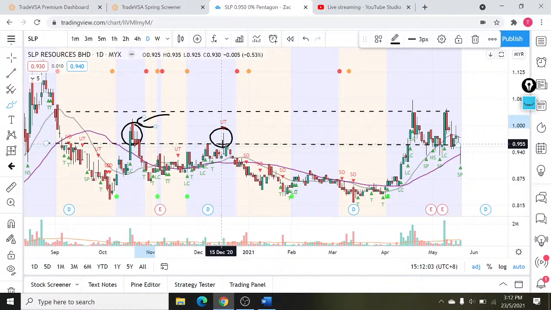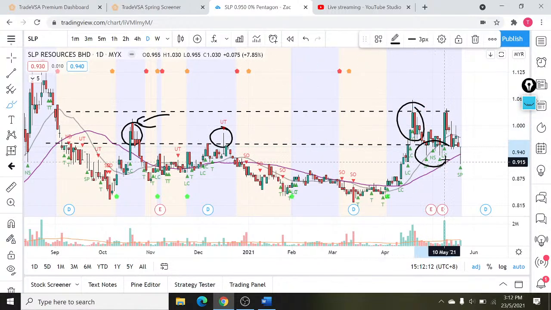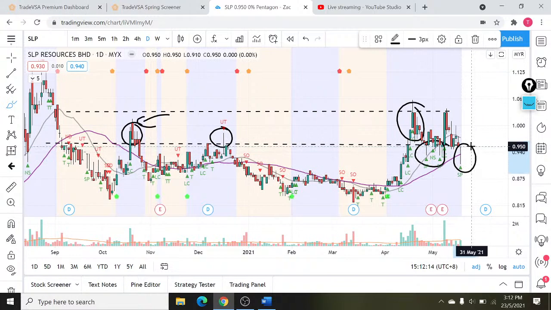So here, upthrust, okay, pushed it lower, goes up with high volumes, increasing volume on the upbound, and then a successful test with sound strength, another spring trying to hold well near the support.